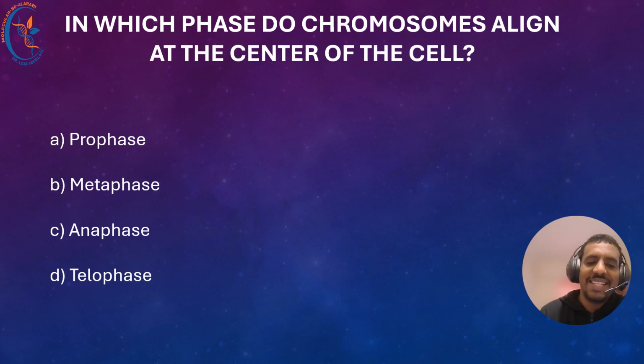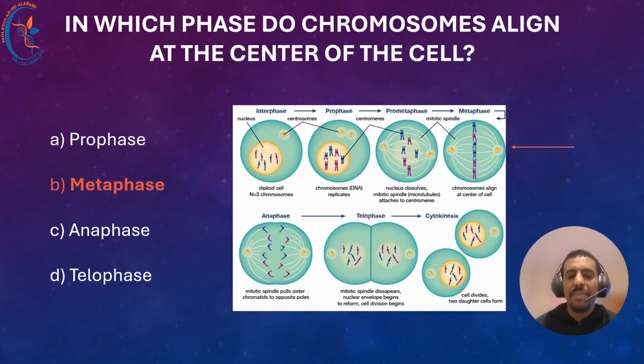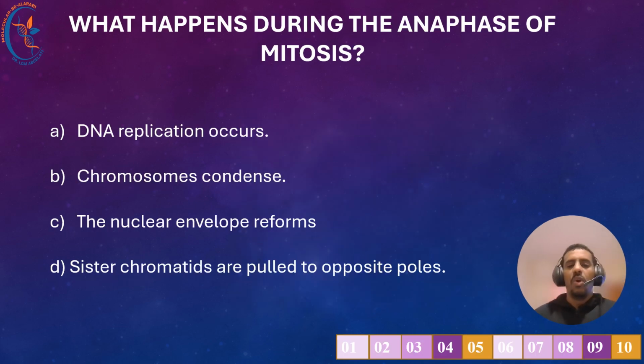Let's move and see. During the metaphase part of the M phase, okay? Chromosomes align along the metaphase plate, preparing for separation. All right, let's move on. What happens during the anaphase of mitosis?